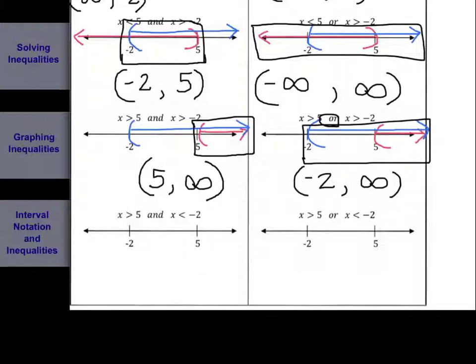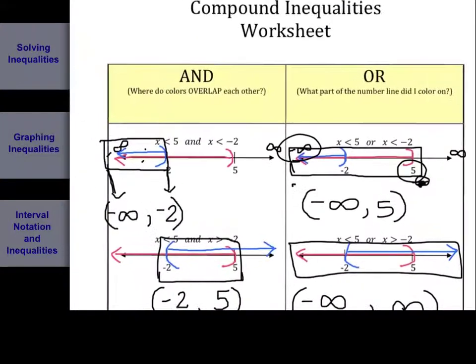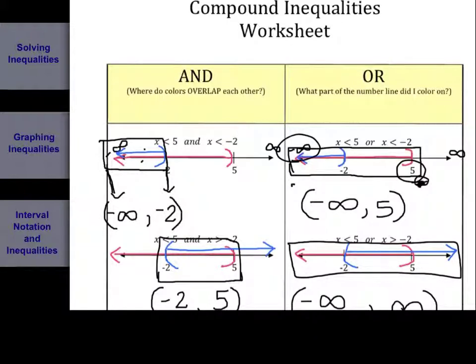X is greater than 5. Goes this way. Same problem here. X is less than negative 2. Goes this way. Same here. Okay. Then I'll look at the word in the middle. What is it? "And." What does "and" tell us to ask? Where do our colors overlap?